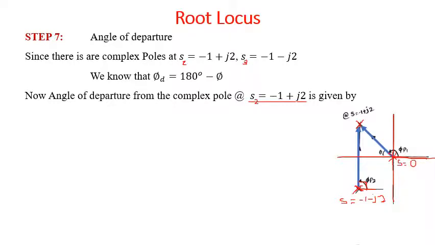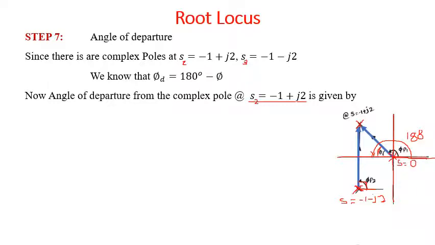If we know this value, that is theta, then the total angle will be 180 degrees. So 180 degrees minus theta will give you the phi p1 value. To find out theta, we can use the trigonometric relationship.